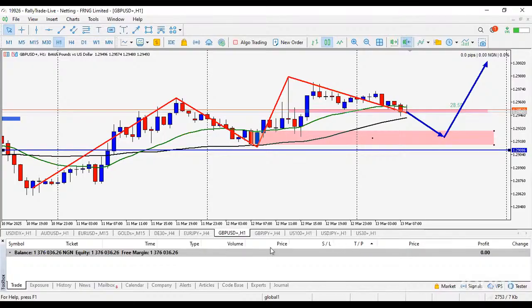So that's the EURUSD analysis there. So what are we doing right now on GBPUSD? We are just doing some waiting, okay? We are not jumping in, we are doing some waiting.